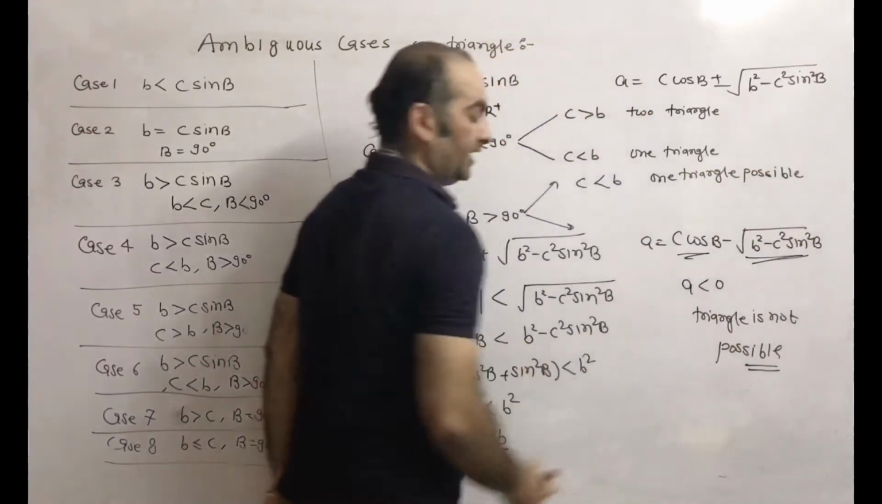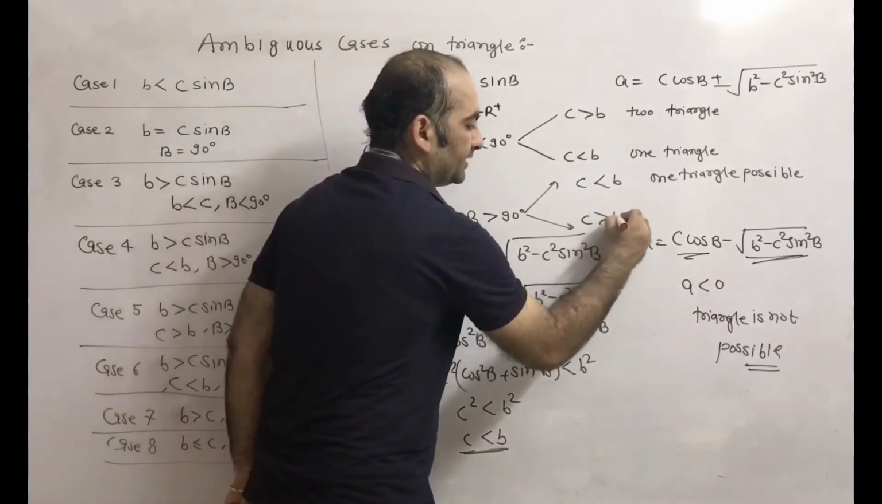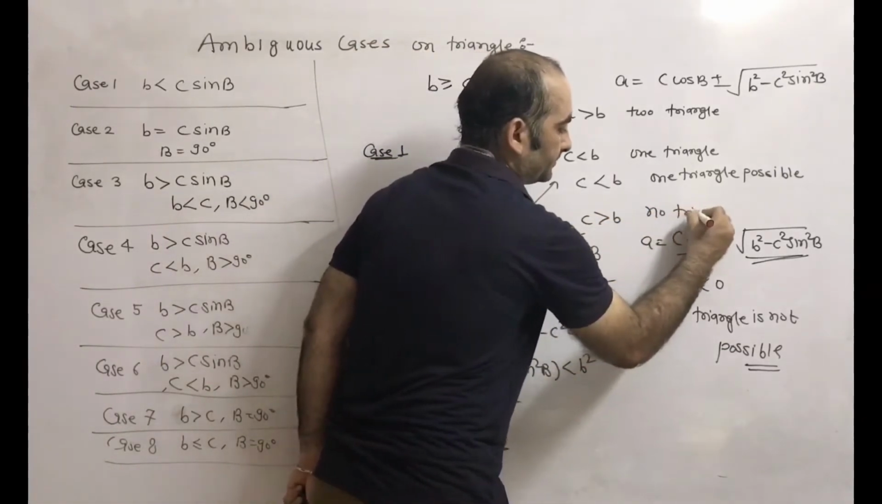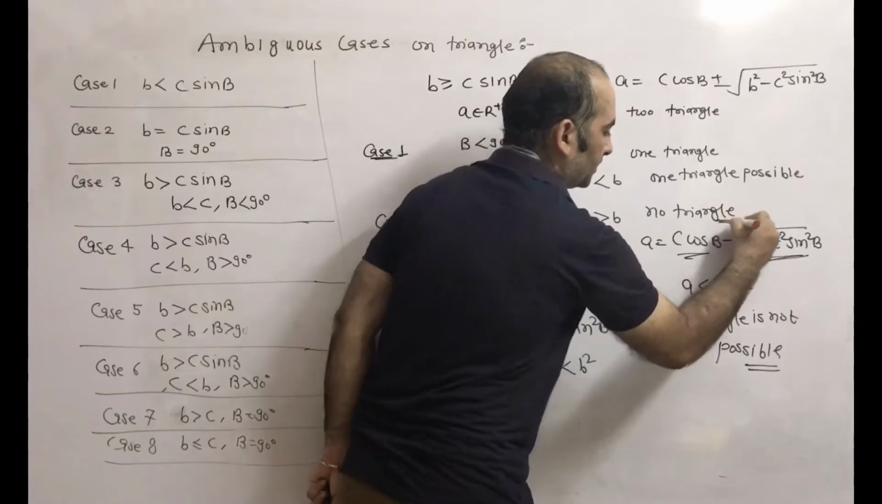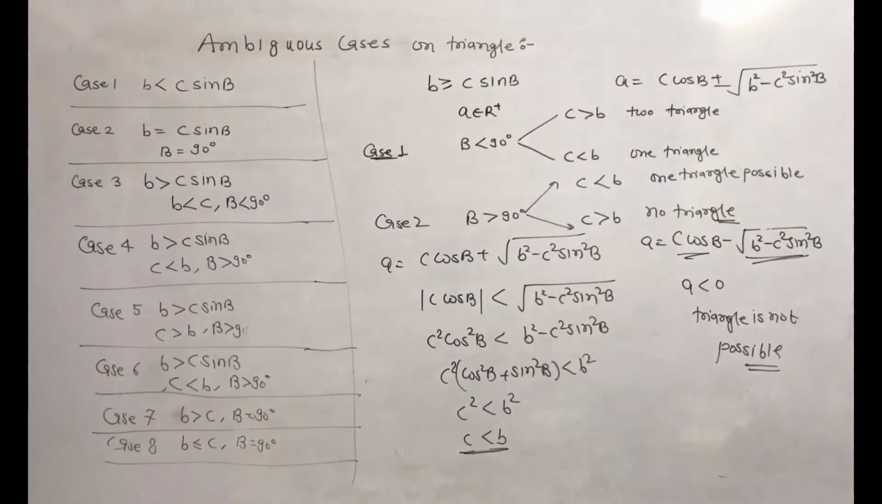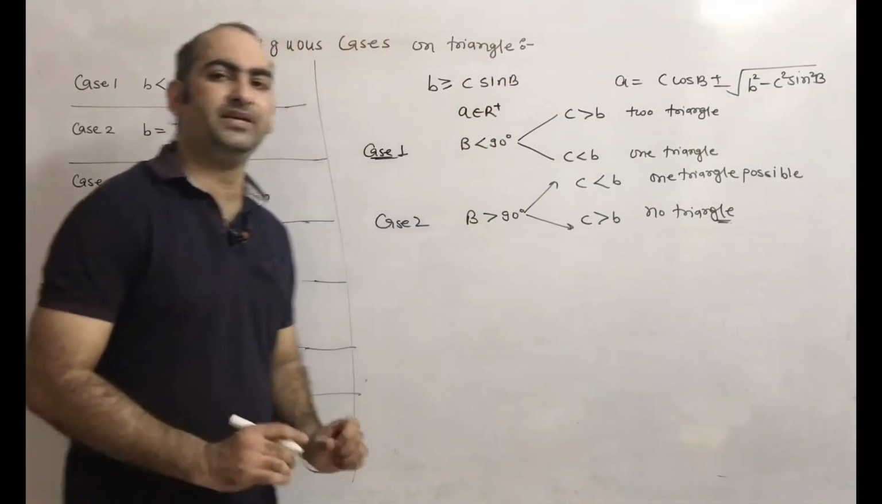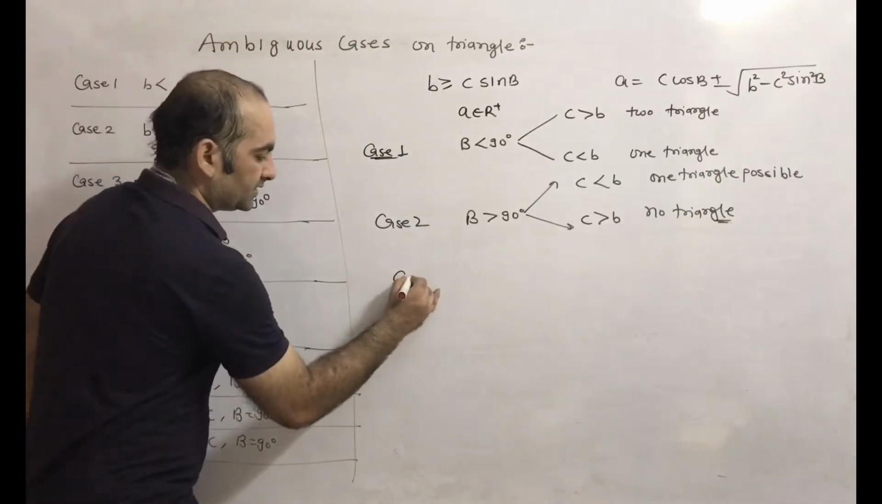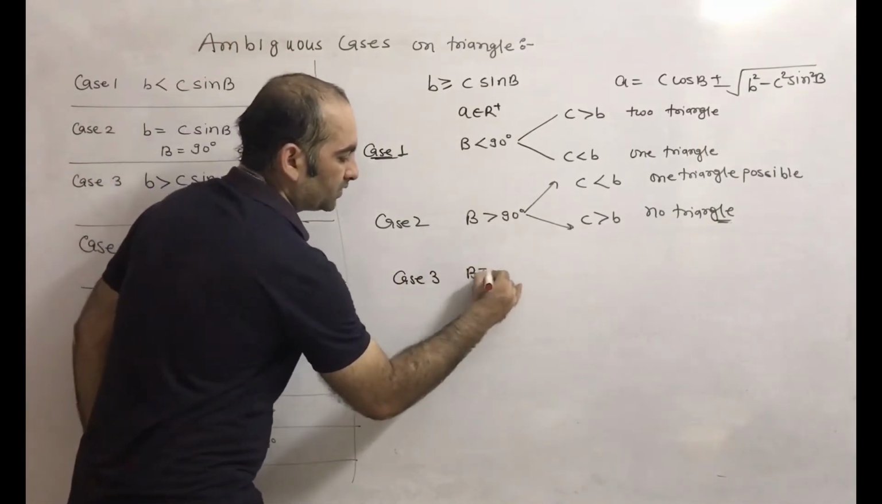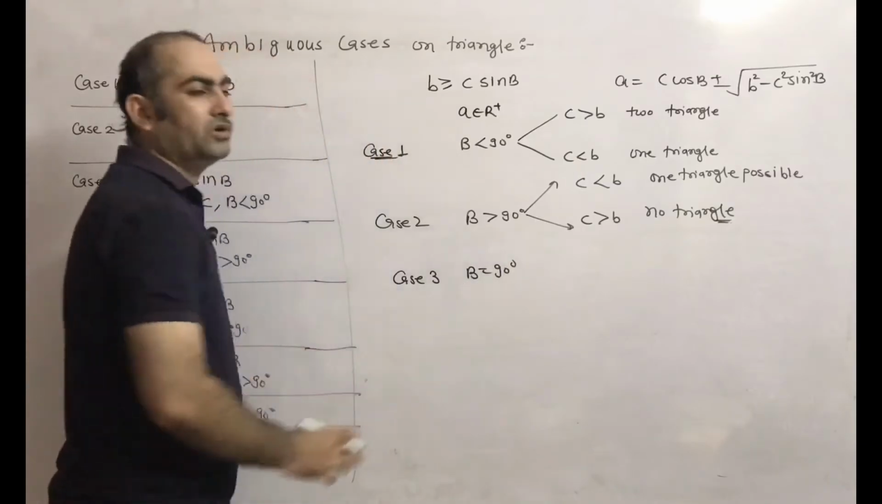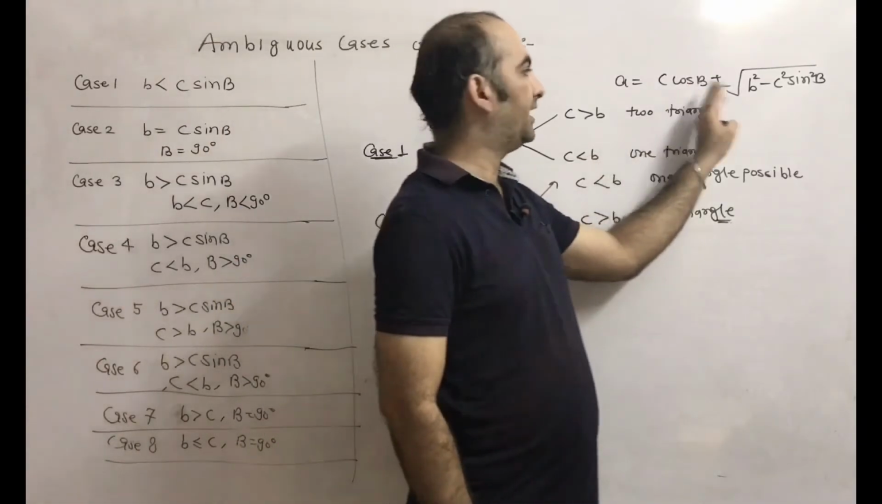One triangle possible. If c is greater than b, then no triangle. Okay, that is case 2. And the last case is what? If B is 90 degrees. So case 3, B equal to 90 degrees. If B equal to 90 degrees, that means cos is 0 and sin square is what, 1.